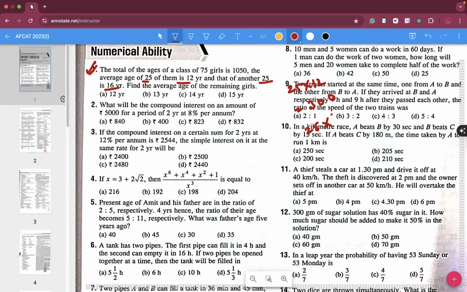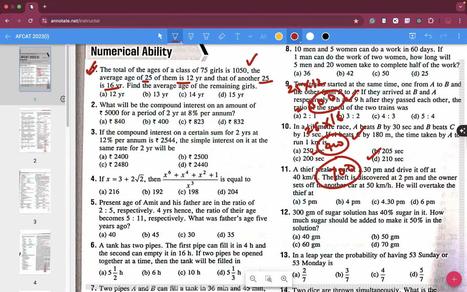girls, the average is 16. So how much is this over here? This is 250, 250 plus 150, which is 400. So the total of those 50 girls over here is 700, 300 plus 400.